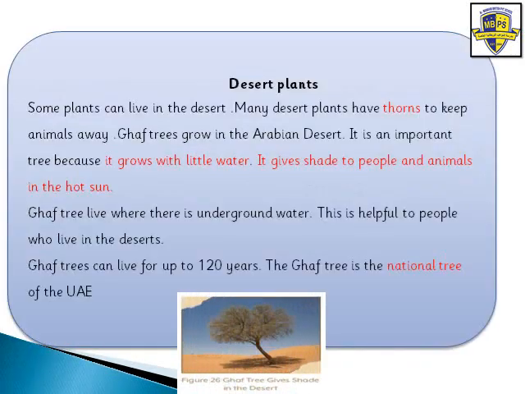And here, let us read more about desert plants. Some plants can live in the desert. Many desert plants have thorns to keep animals away. Ghaf trees grow in the Arabian desert. It is an important tree. Why? Because it grows with little amount of water. It gives shade to people and animals in the hot sun.